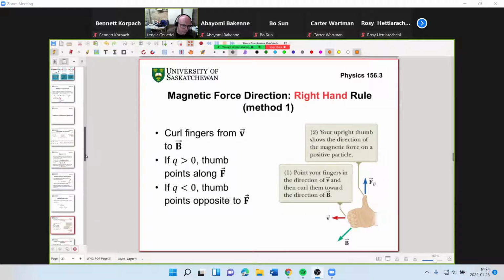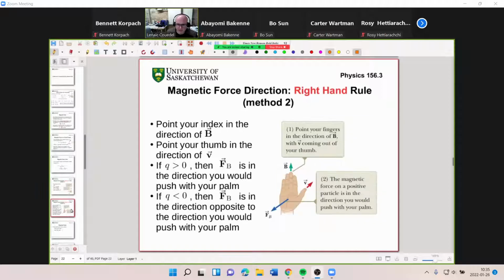There's another way to do it, which is exactly equivalent. So with your right hand again, if you point your thumb in the direction of the velocity and your fingers in the direction of the magnetic field, then if Q is positive, the magnetic force will be in the direction you would push with your palm. If the charge is negative, then the magnetic force is in the direction opposite to the direction you would push with your palm. Any question on that?